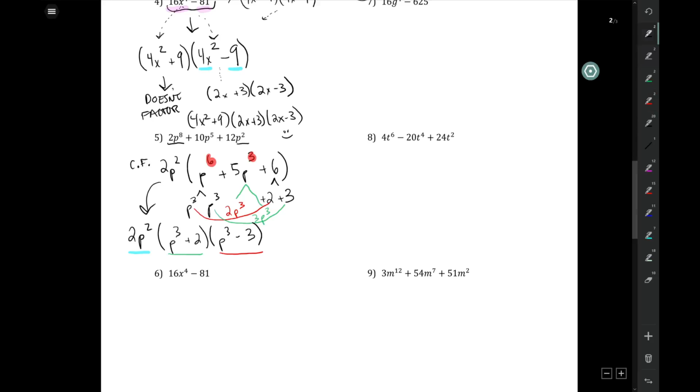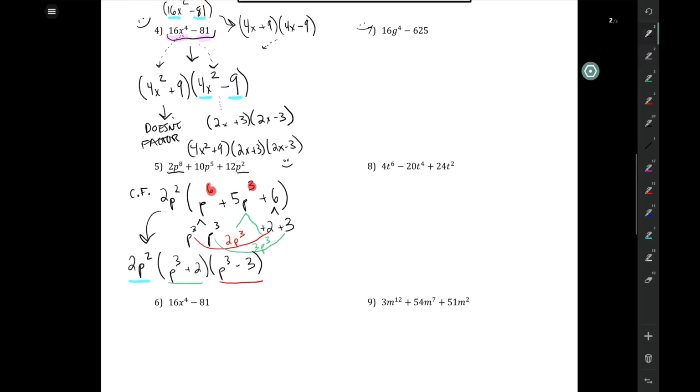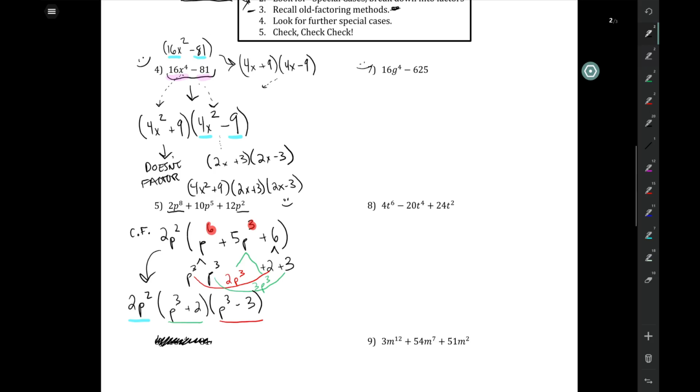Okay, number 6 is the same as number 4, so we don't really need to worry about it. Let's take care of this one then. Okay, so g to the fourth minus 625. 625 is a perfect square. What is the square root? Square root of 625? Hey, it's 25. Okay.